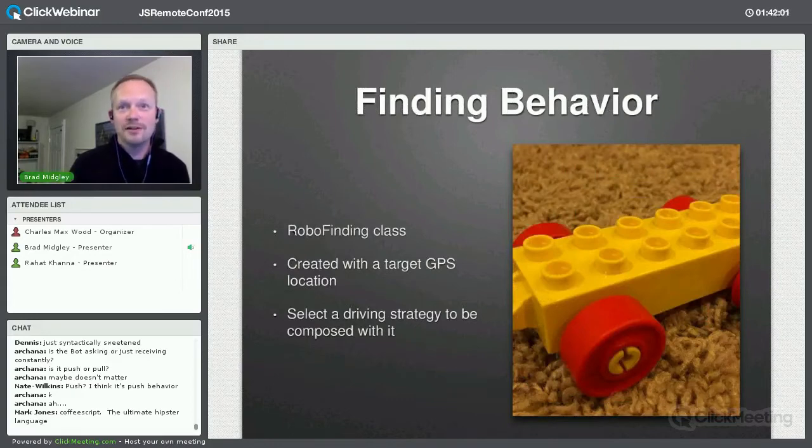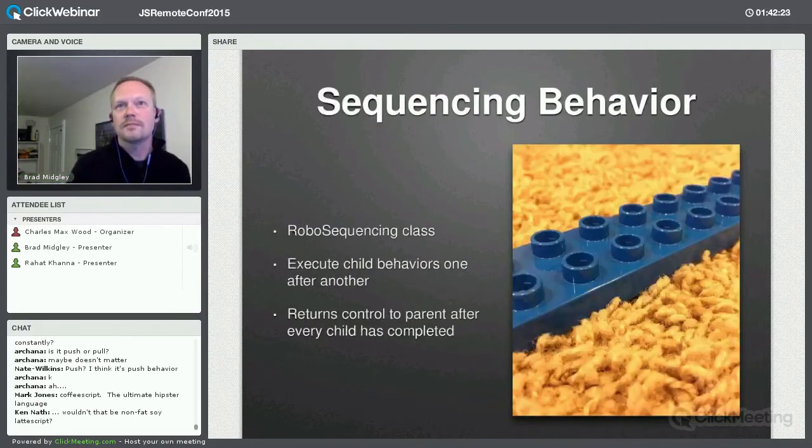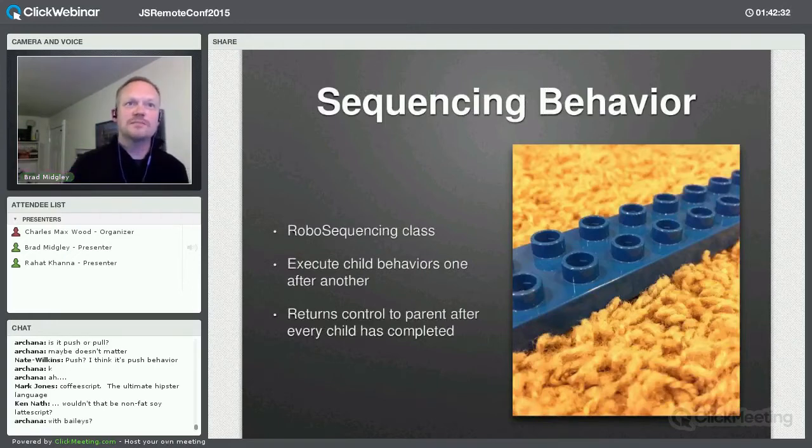There's a finding behavior, so you can attach a GPS location to one of these states, and then what it'll do is every time there's an event that's a location event, it'll calculate where you are in relation to that thing. And it'll be able to do things like pop you out of this behavior if it decides you're within the radius of that object. And there's a sequencing behavior. So if you just want a bunch of things to run in sequence, you stack them on top of a sequencing behavior.